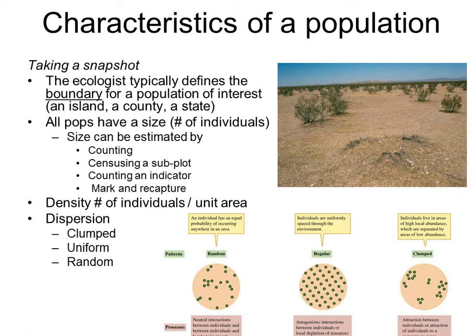An ecologist does define a boundary for a population in order to be able to characterize it. And in human population terms, we look at a county, a state, an island. And in similar ways, we look at animal populations the same way.